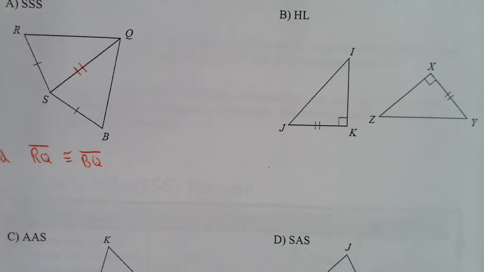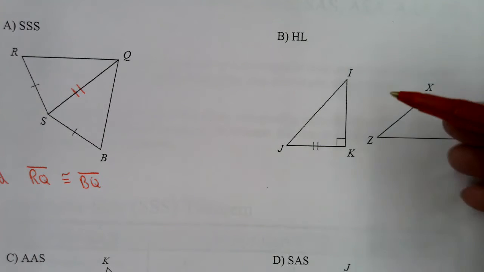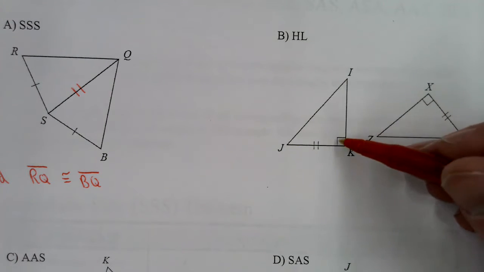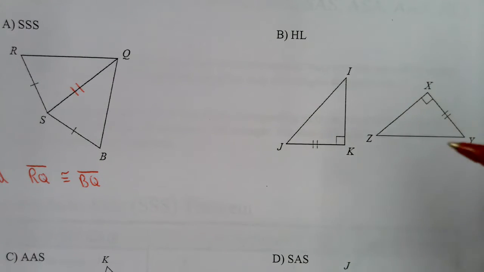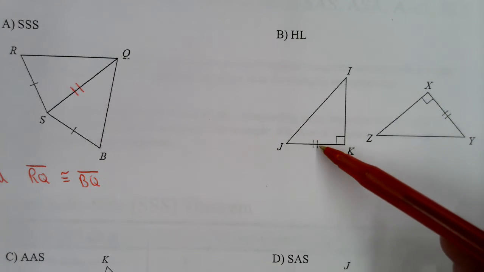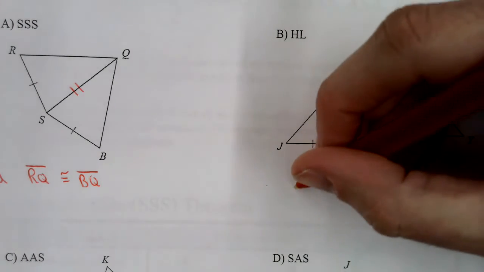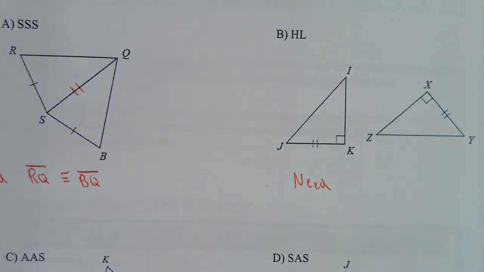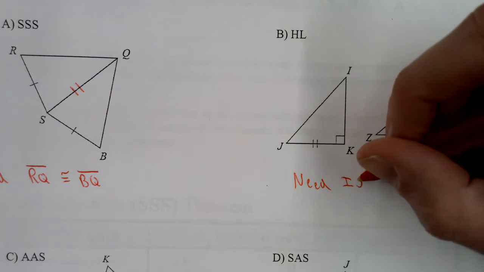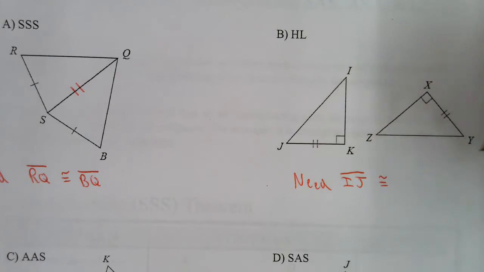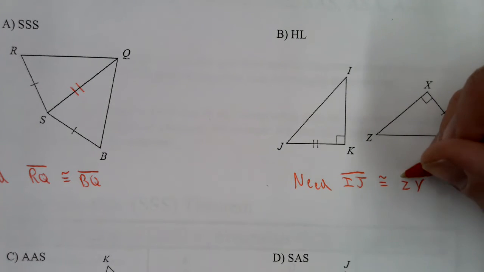For the next example, what else do you need for hypotenuse leg? You have the right angles being congruent. Okay, that's good. You know that they're right angles, and you know that they're right triangles. You know that this leg is congruent to that leg. What you need is the hypotenuses to be congruent. So you need to know that IJ is congruent to ZY. That's what you need.